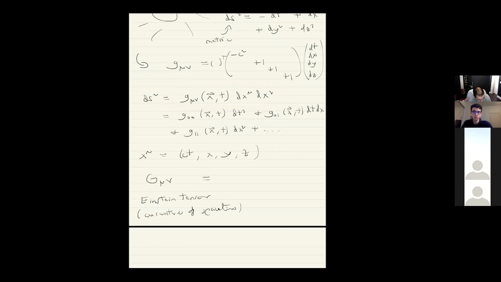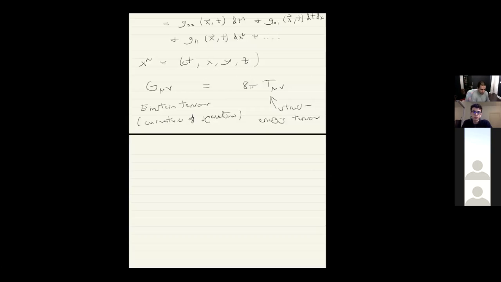And that is determined by the distribution of stress energy in the universe. So this is the stress energy tensor. This is telling us where the energy is located in our universe. Stress energy tensor. That's Einstein's equations. And this is his theory of general relativity.